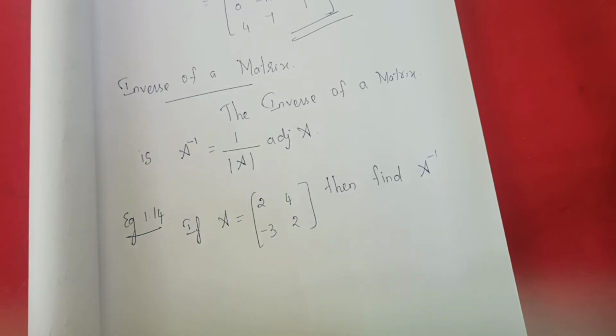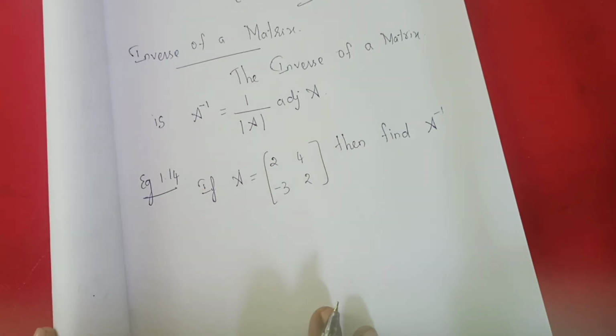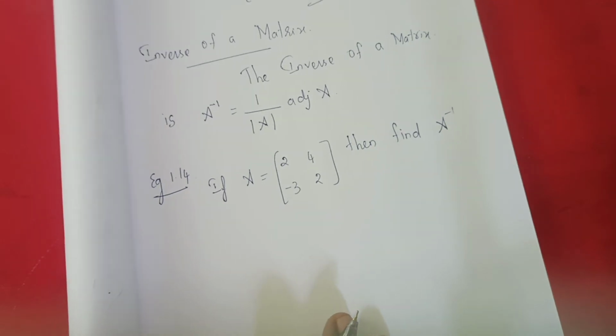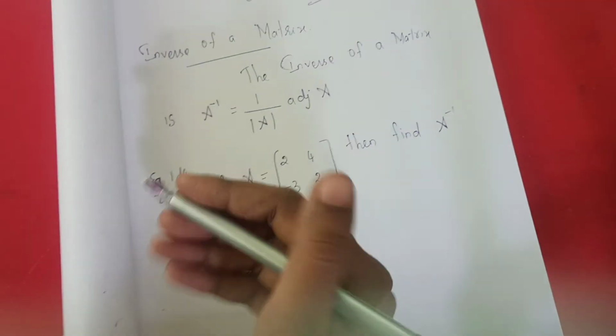For that, keep it in mind: if the determinant of A is equal to 0, we can stop there. If they ask to find the inverse of a matrix, first you need to find the determinant of A. If the determinant of A is equal to 0, we conclude the answer: determinant of A is equal to 0, therefore the inverse won't exist. If the determinant of A is not equal to 0, then only the inverse will exist. So first you need to check whether the determinant of A is 0 or non-zero.